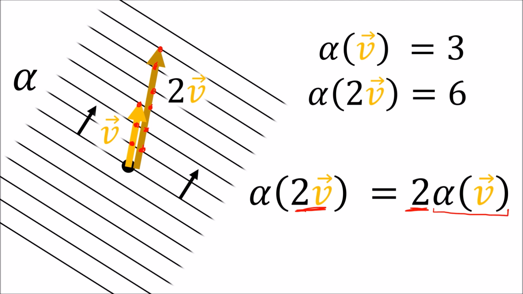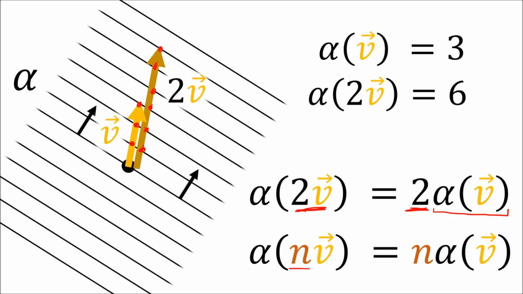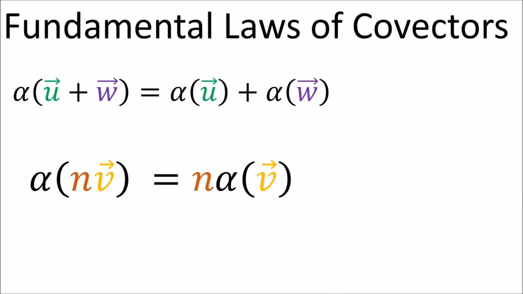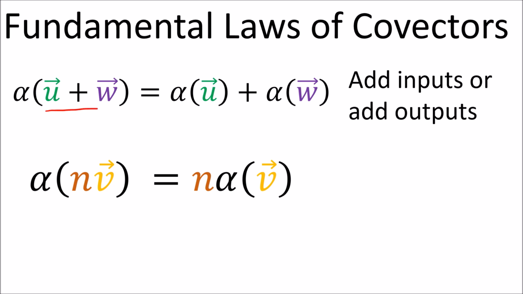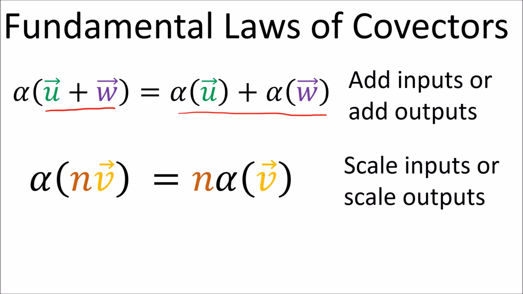So this is another property of covectors. We can either scale the input vector or scale the output by the same scalar n, and we'll get the same results. So these two properties are the fundamental laws of covectors. We can either add the inputs or add the outputs of covectors and get the same results. And we can either scale the inputs or scale the outputs of covectors and get the same results.